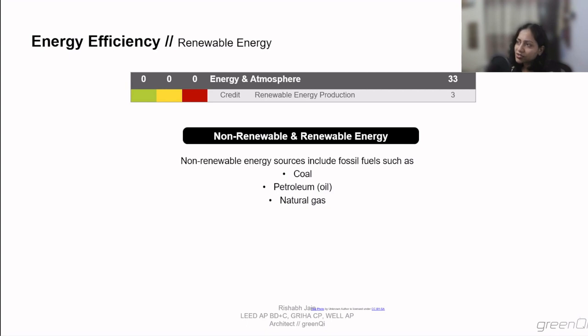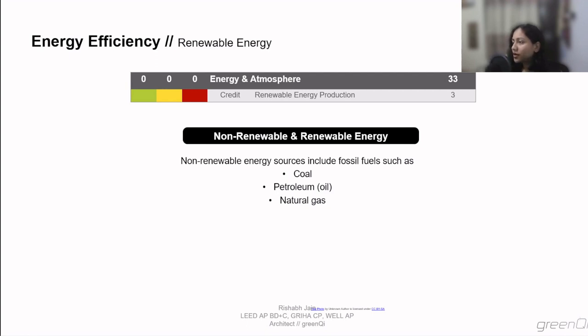Now that we have discussed the strategies to increase the energy efficiency, let's move on to how we can change the source of our energy. So the strategies we discussed are mostly looking at reducing your energy consumption, but here we are discussing how we can change the energy source. We can shift to renewable energy sources for the buildings. So this credit is called renewable energy production, which consists of 3 points.